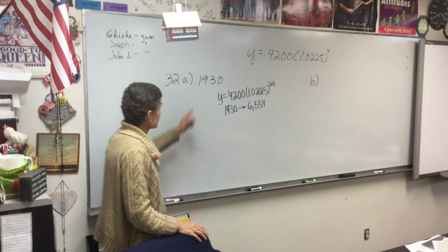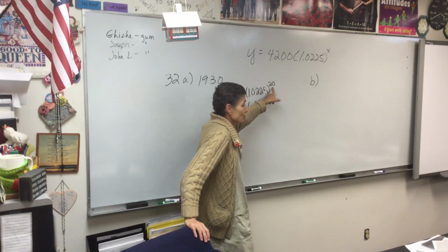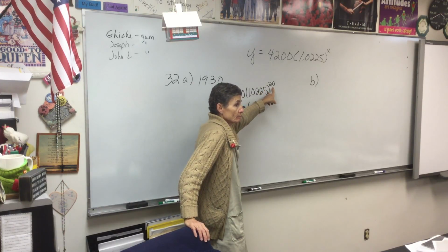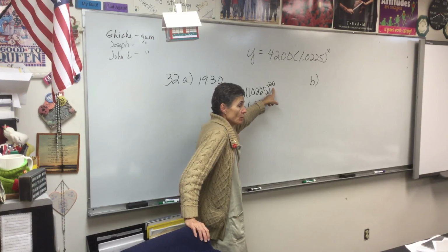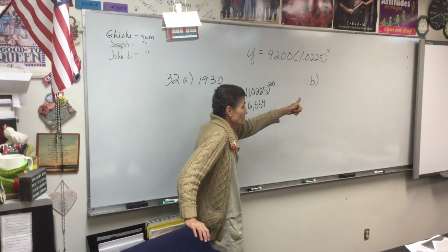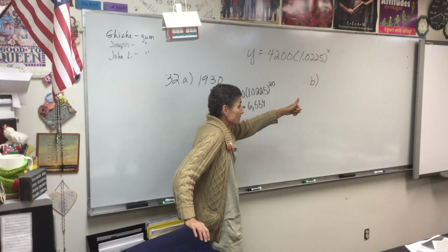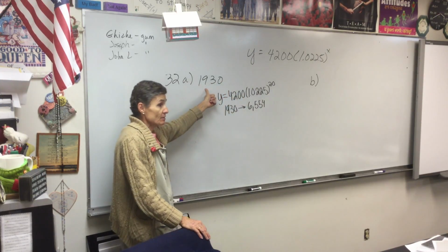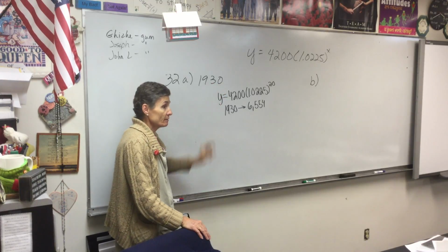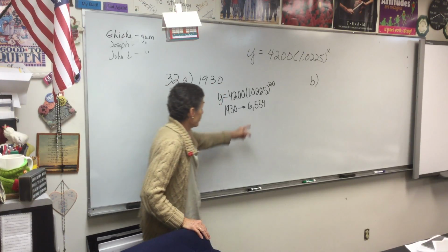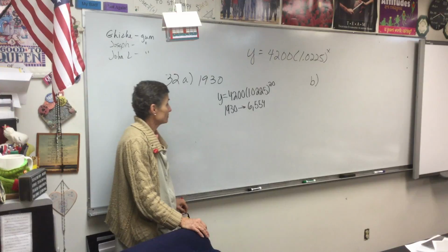For problem A, does everybody understand why Taylor used 20? Why'd she use 20? The initial value was 1910, and we were wondering about 1930, so that's a 20-year span. She rounded off to the nearest person, okay?